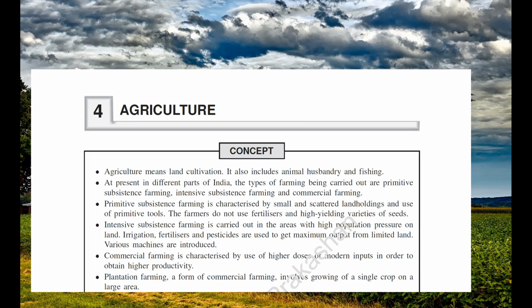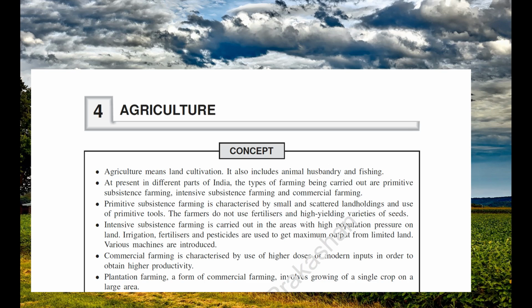Concept. Agriculture means land cultivation. It also includes animal husbandry and fishing. At present in different parts of India, the types of farming being carried out are primitive subsistence farming, intensive subsistence farming and commercial farming. Primitive subsistence farming is characterized by small and scattered landholdings and use of primitive tools. The farmers do not use fertilizers and high-yielding varieties of seeds.